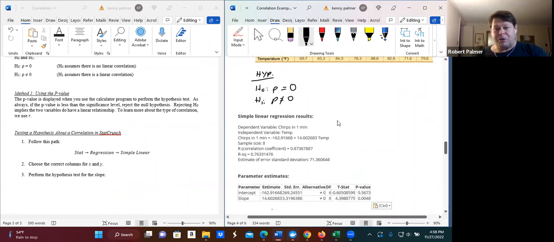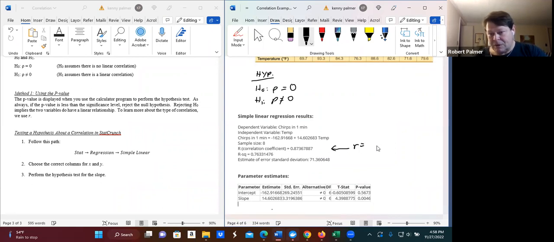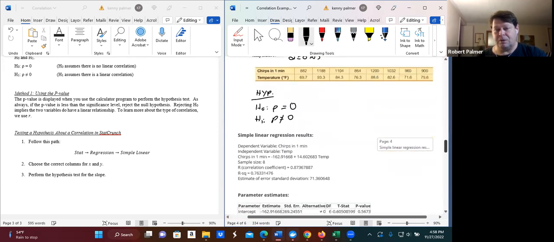All right, once again, get the information we need. Our correlation coefficient, our R, to 3 decimal places, is 0.874, which is pretty high. Then our p-value down here is approximately 0.0046. Yes, I did write alpha.